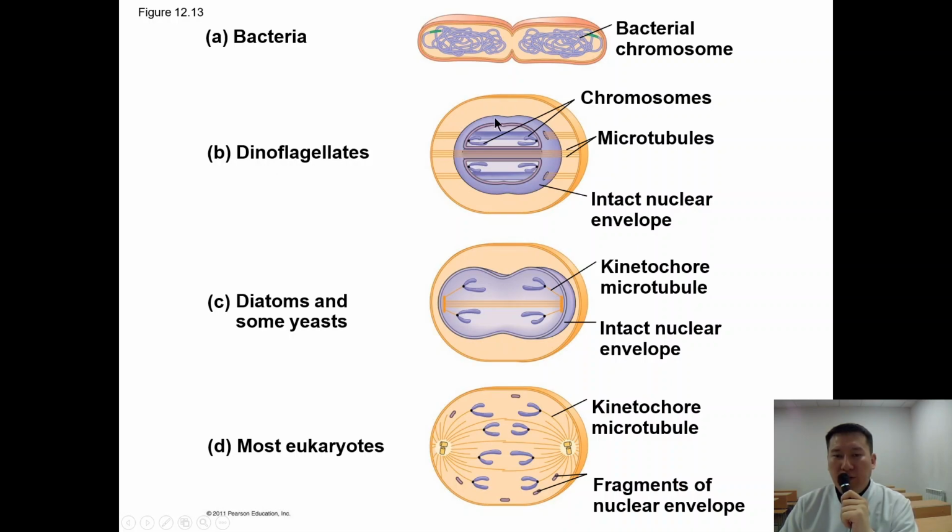Dinoflagellates have chromosomes and microtubules, and their nuclear envelope remains intact during division. Their nucleus also divides and forms separate nuclei of the two daughter cells. Diatoms and some yeasts also have an intact nuclear envelope, which is not destroyed during cell division. But in most eukaryotes, as you can see, the nucleus is formed from fragments of the nuclear envelope, and they also have kinetochore microtubules and centrosomes.